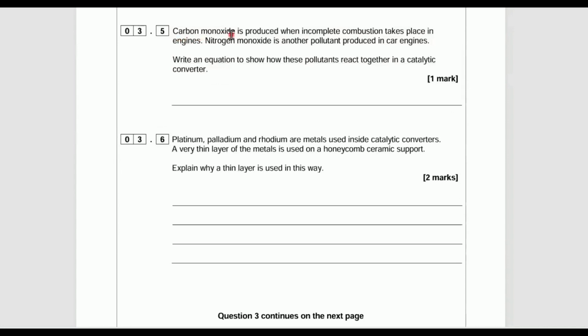3.5. Carbon monoxide is produced when incomplete combustion takes place in engines. Nitrogen monoxide is another pollutant produced in car engines. Write an equation to show how these pollutants react together in a catalytic converter.